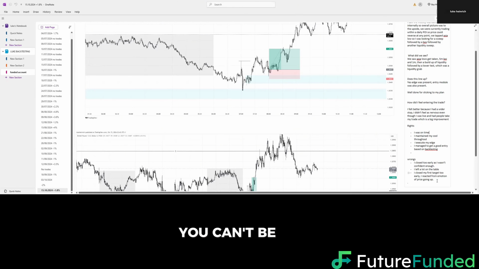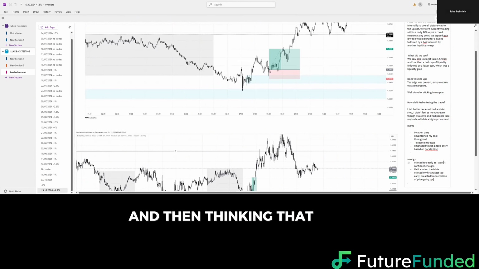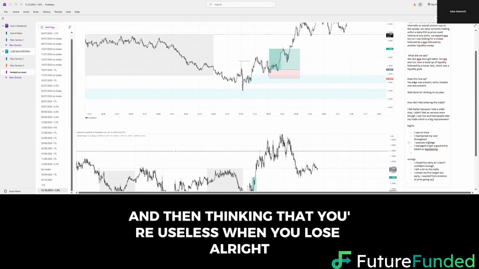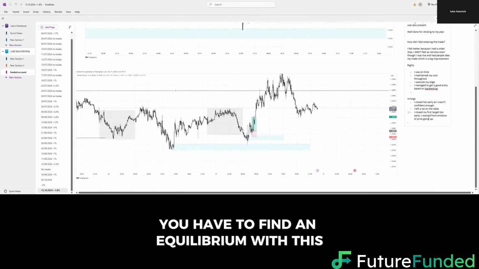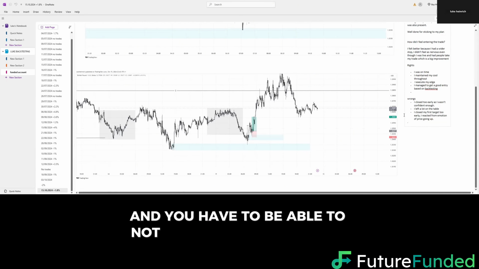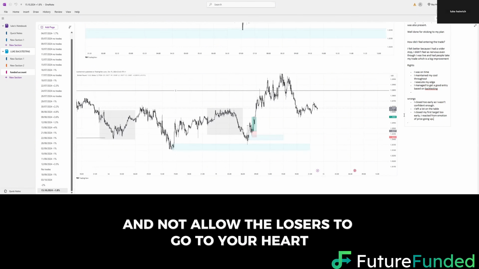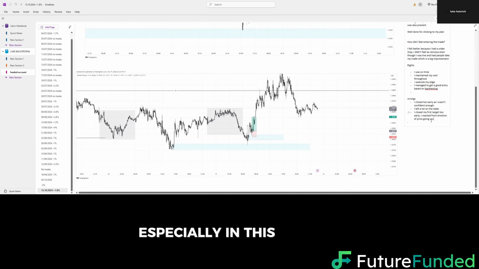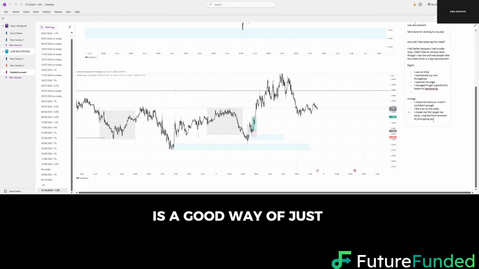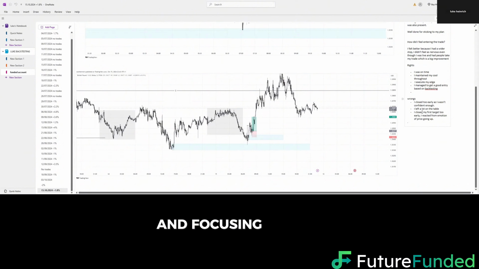You can't be thinking you're the best trader in the world when you win a trade and then thinking that you're useless when you lose. All right, it's just not how things work. You have to find an equilibrium with this, and you have to be able to not allow the wins to go to your head and not allow the losers to go to your heart. Journaling and reviewing your setups, especially in this manner, is a good way of just basically stripping away the emotion and focusing on the rationality of things.